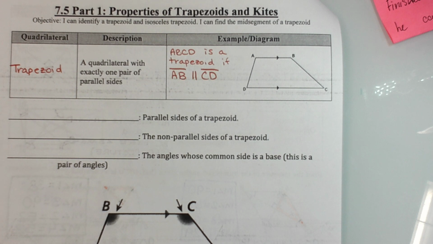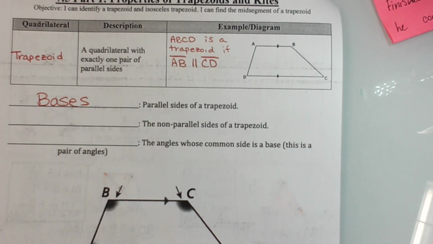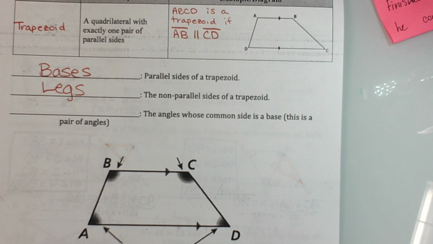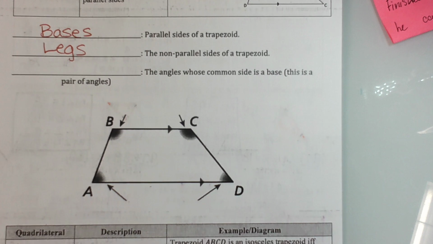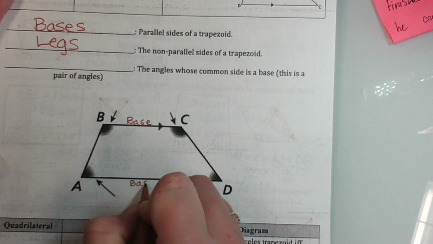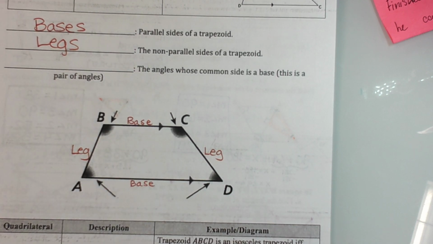So, one pair of parallel sides makes it a trapezoid. Now, when it comes to a trapezoid, a couple things we have to know. Those parallel sides are known as the bases, while the non-parallel sides are known as the legs. So, in this trapezoid right here, that's base, that's base, this is a leg, this is a leg. So, parallel sides, bases, non-parallel sides, legs.